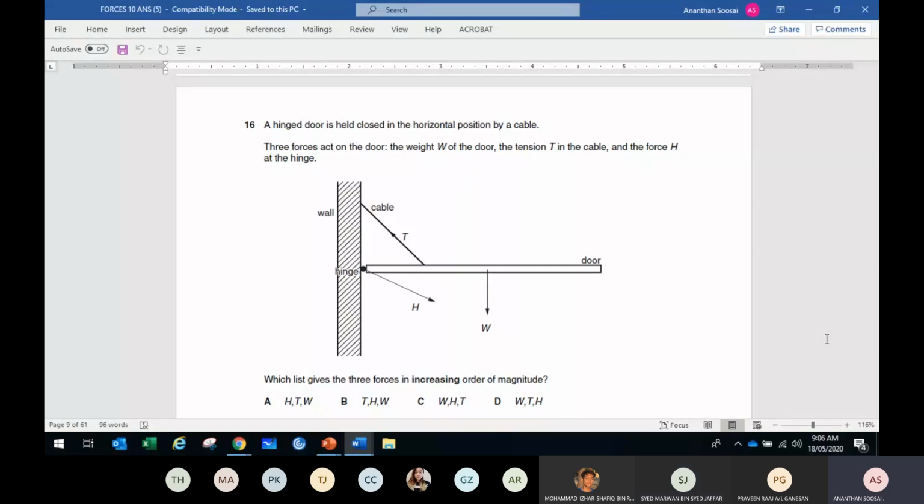Which list gives the three forces in increasing order of magnitude? Which do you think is the lowest force? Which should be the highest force? With the reason. Okay, so get me the answer. Can send me. Anyone? Wait.